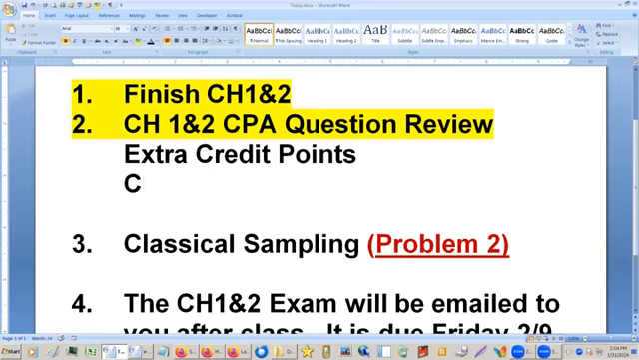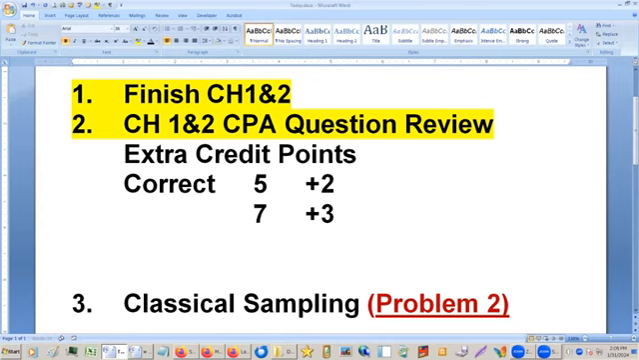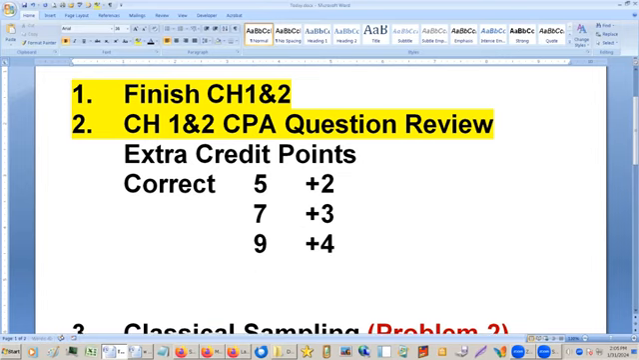If you get 5 correct answers, you'll get +2 added onto the test. Seven correct, +3. Nine correct, +4. And if the class gets all 10 correct, +5. And I'll tell you how we're going to do this. We're going to do it in a poll.